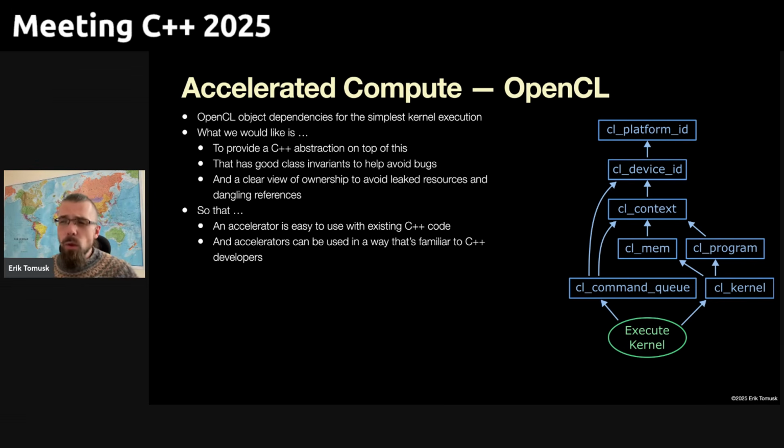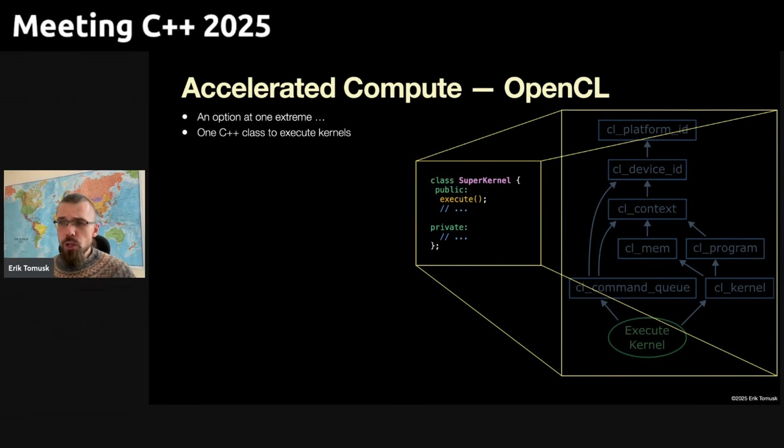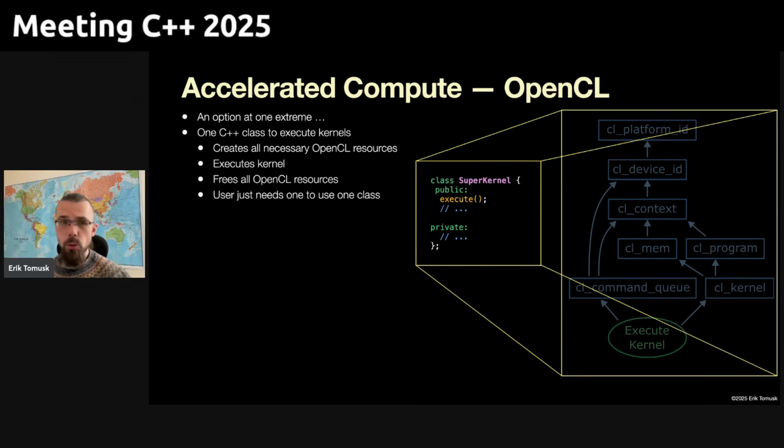So we can think about what the abstractions might look like that we layer on top of this complex web of objects. At one extreme, we could just try to wrap all of OpenCL inside a C++ class. This class would then create all the necessary OpenCL resources that we need. It would execute our kernel for us, and then it would free all of those resources. And then the user would need just one class to deal with. So in some sense, this is a potentially nice solution.